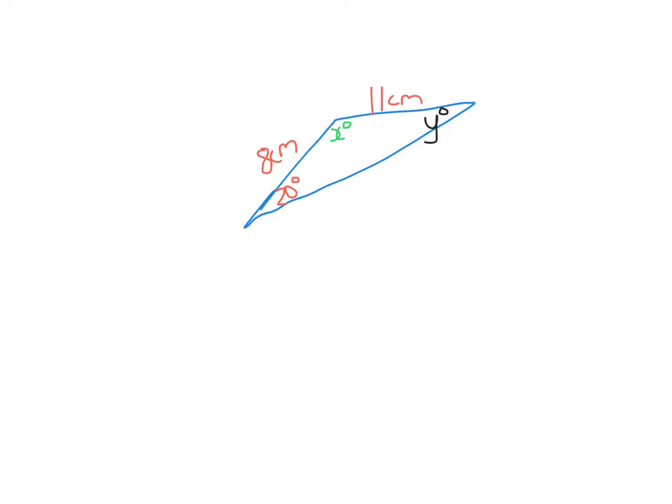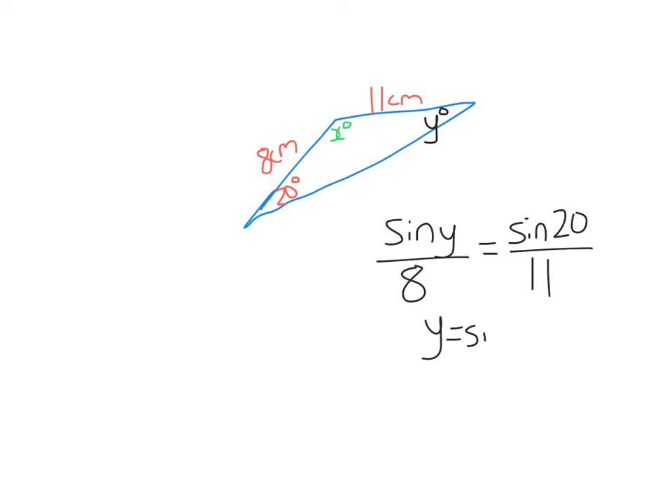Because y is an angle here, remember when we're finding angles, angles go on top. Sine of y over its corresponding side is equal to sine of 20 over its corresponding side. So again, we times each side by 8 and then take the sine inverse. So y will be the sine inverse of 8 times sine 20 over 11. If we put that on our calculator, we get an answer of about 14.4 degrees. I'll just round it to one decimal place.